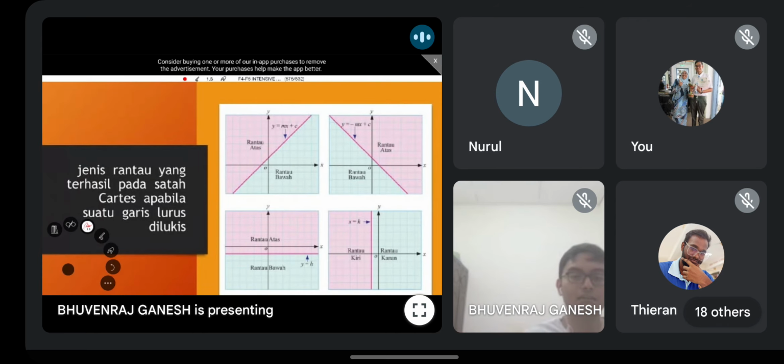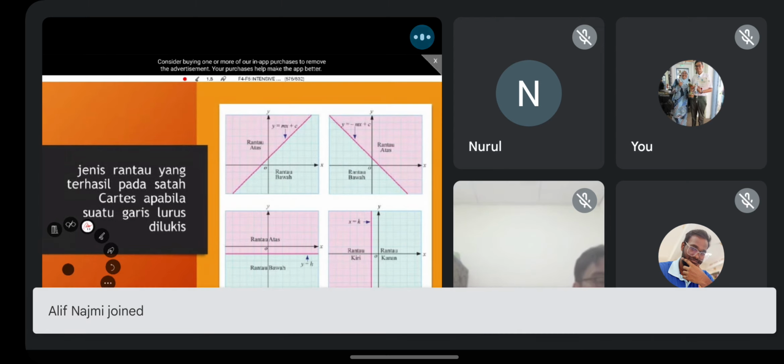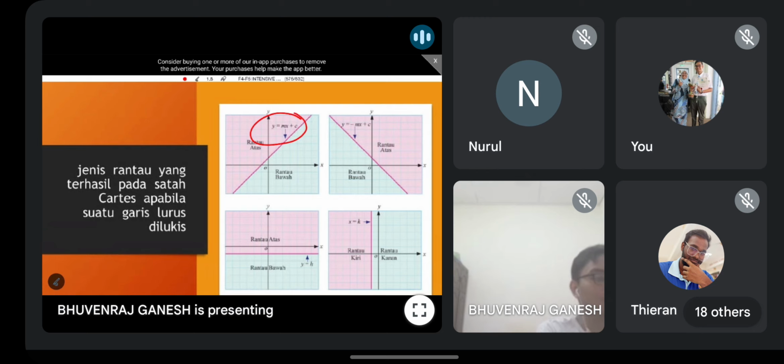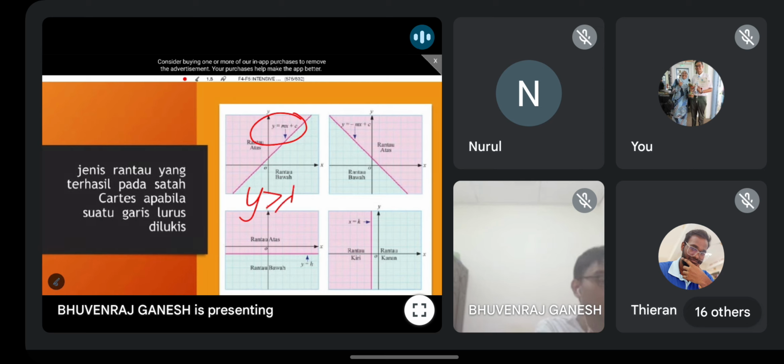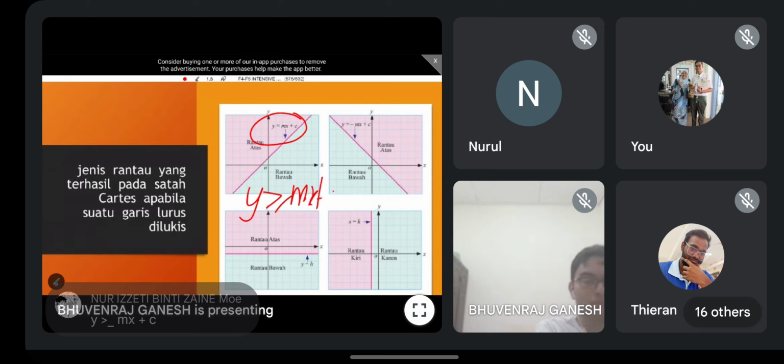Okay, this one you must know. The shaded region, where to shade. So for example this one, guys, can you tell me what the inequality is for this one? Can anyone type it out for me? You do not need to find the m and c values. I just want to see the sign only. Okay, yeah, correct. Greater than or equal to mx plus c.